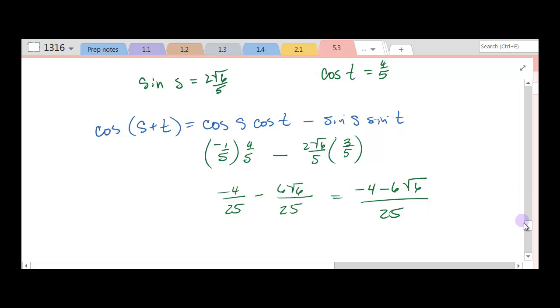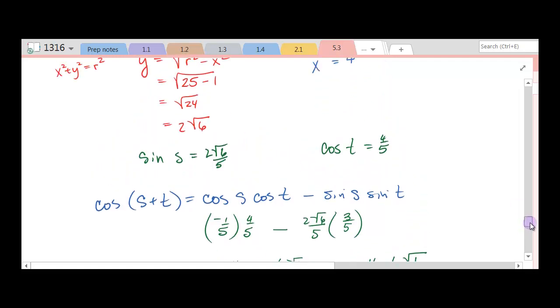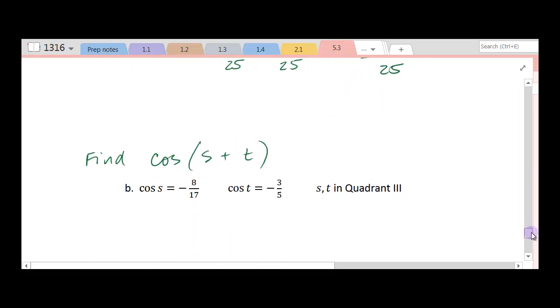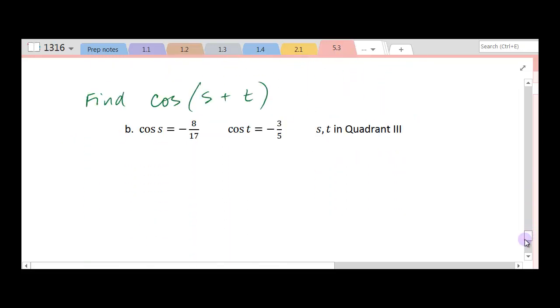So that's one of the methods that I'm going to show you in this video, and that was method 1, using our definition of trig functions. Now this last example is doing the exact same thing. I've just chosen to practice this problem one more time, this time being given the cosine of s and the cosine of t. So I kind of want to challenge you to stop the video, practice this problem on your own, and then let's see if we get the same answer.